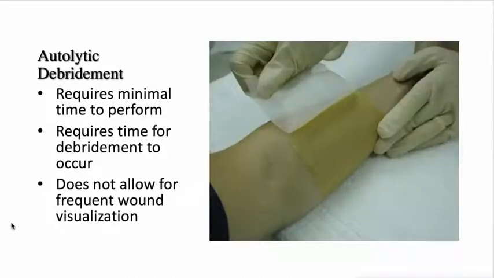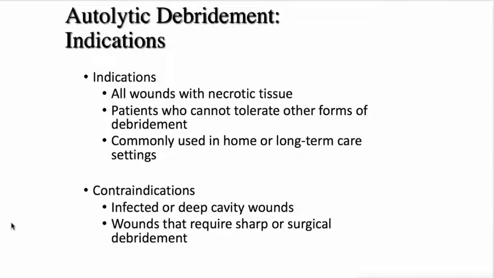With autolytic debridement, you're going to place a cover. Again, this is everything I just mentioned. You can see if the wound's covered, we're not going to be able to visualize it. Some of the indications: all wounds with necrotic tissue, or patients who can't tolerate other forms of debridement like sharp debridement. It's commonly used in long-term care settings or at home.